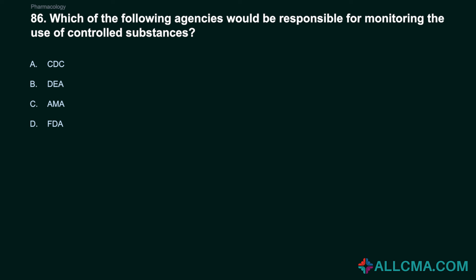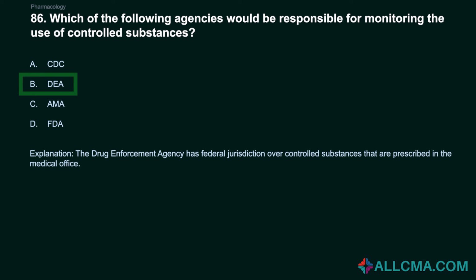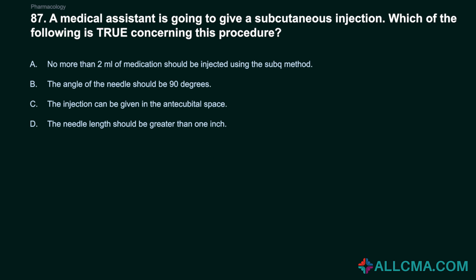86. Which of the following agencies would be responsible for monitoring the use of controlled substances? A. CDC. B. DEA. C. EMA. D. FDA. Correct answer, B. DEA. The Drug Enforcement Agency has federal jurisdiction over controlled substances that are prescribed in the medical office.